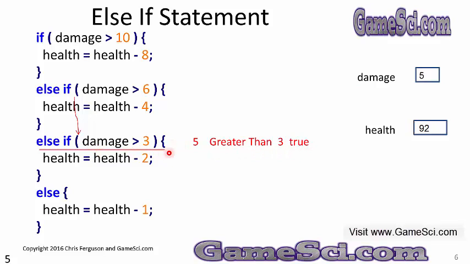As a true statement, we know what it's going to do. It's going to execute the code in the if statement. 5 greater than 3 was true, so I'm going to execute a health equals health minus 2. My 92 just went to 90. You see what this code is doing? If I receive a lot of damage, I'll subtract 8. If I receive a moderate amount of damage, I'll subtract 4. If I receive a smaller amount of damage, I'll subtract 2.